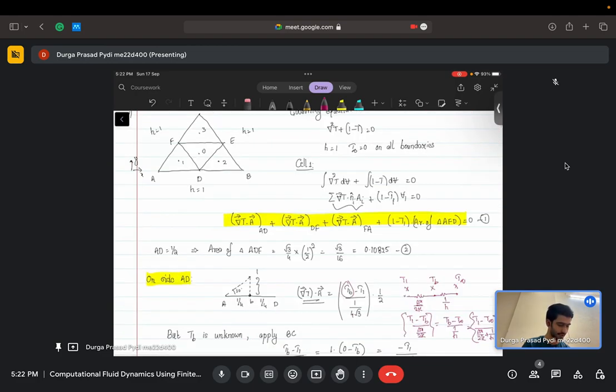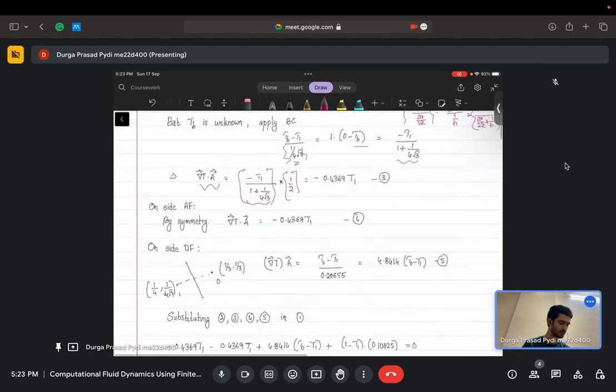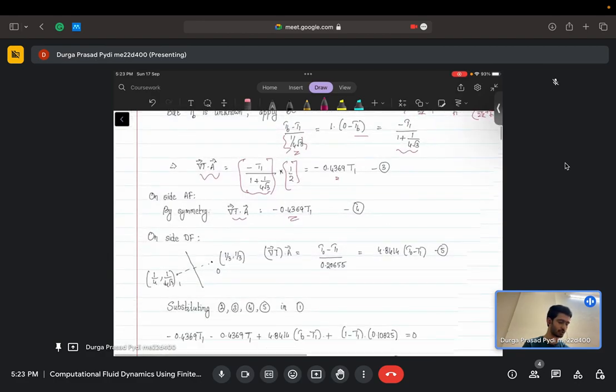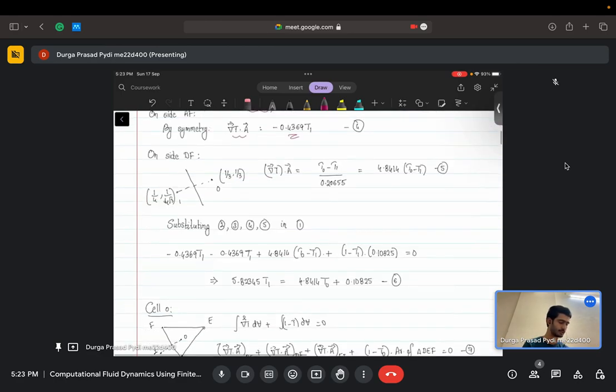Now consider the side AF. If you see this triangular domain, this boundary condition and this boundary condition are similar. So you don't have to solve separately for AF. By symmetry you can say AD is equal to AF. So it will be the same flux on both AD and AF. That is straightforward. Now the side DF is where we get to focus.